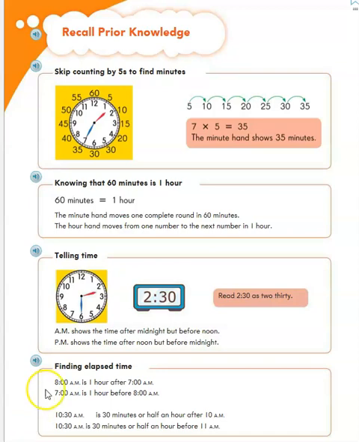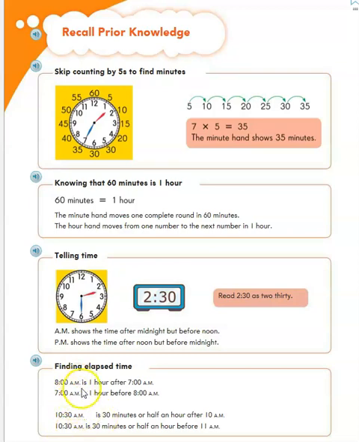Okay, and then elapsed time is something we're going to be looking at in this chapter also, and elapsed time just means how much time has passed. So we want to be able to figure out how long things take, how much time has passed since we started one activity and we have to move on to the next activity. It's really good for during the school day. Even at home, it's nice to know how long we're going to be doing something or how much time has elapsed since we've been reading or doing our activities that we're doing at home.